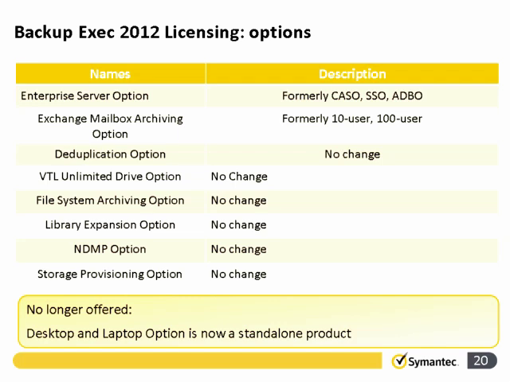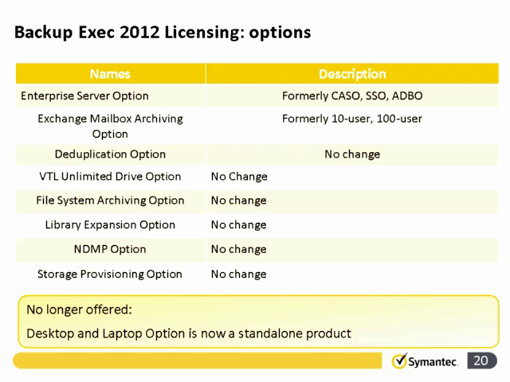The data deduplication option comes as part of the Enterprise Server option. So if you purchase the Enterprise Server option, you also get the data deduplication option. You can also purchase the data deduplication option independently if you purchase a different version of Backup Exec. VTL Unlimited Drive option. VTL stands for Virtual Tape Library. And this virtual tape library allows you to create as many virtual tape drives as you would like to. Backup Exec supports one tape drive per device.